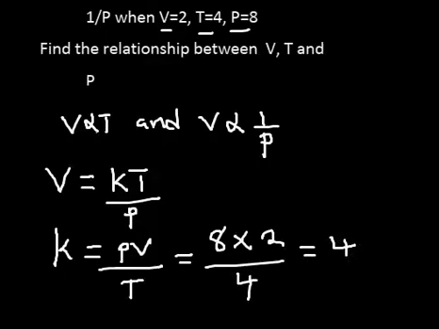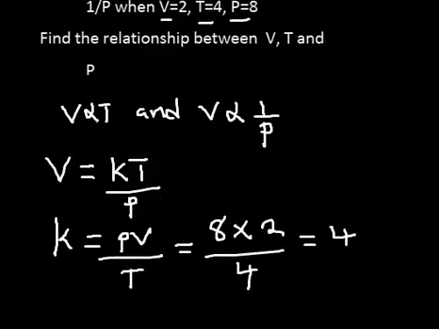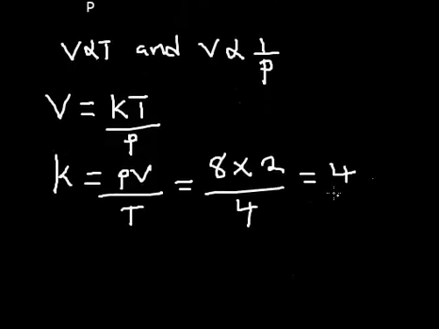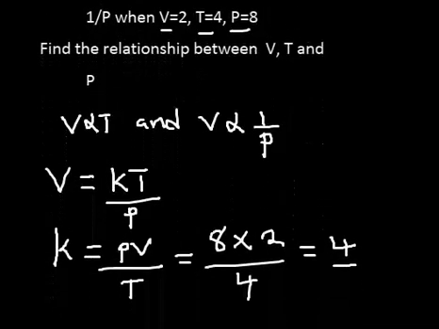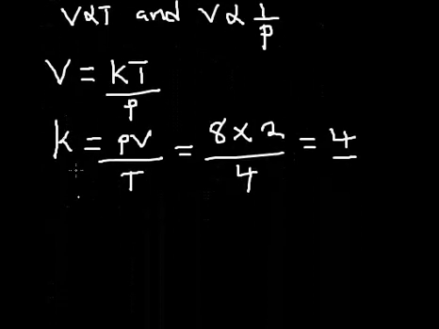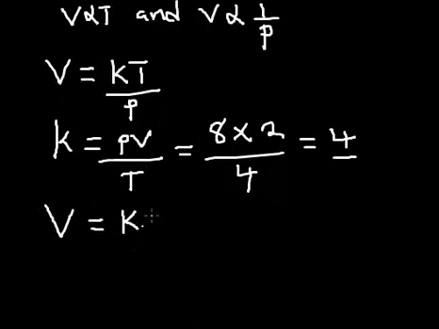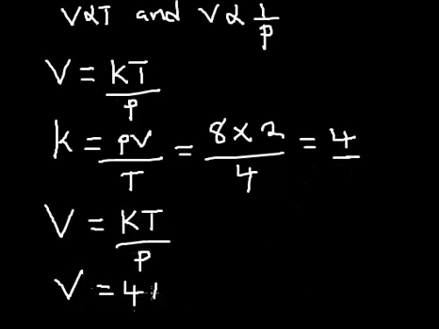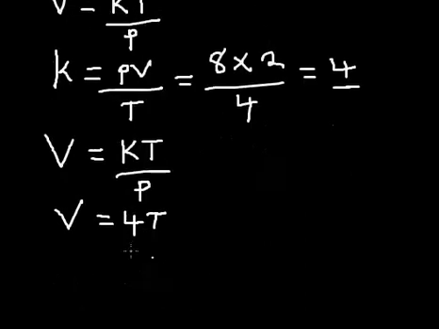So if that is the case, I've gotten my k. Now let's solve, because once you get your k, you get to solve the question. The question, find the relationship between v, t, and p, is very simple. The relationship between v, t, and p is given from the formula v is equal to kt all over p. The k I've actually gotten, so that means v is equal to 4t all over p.